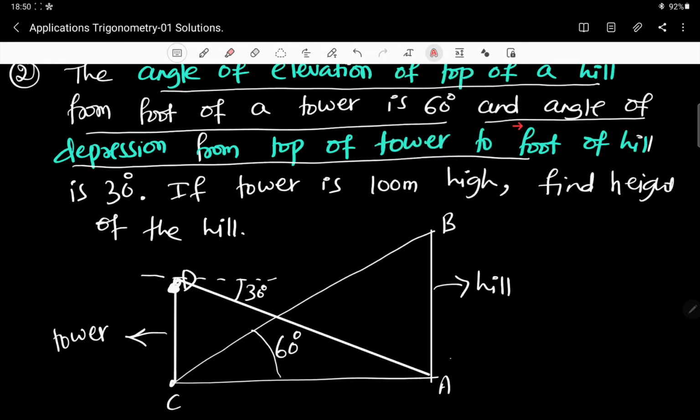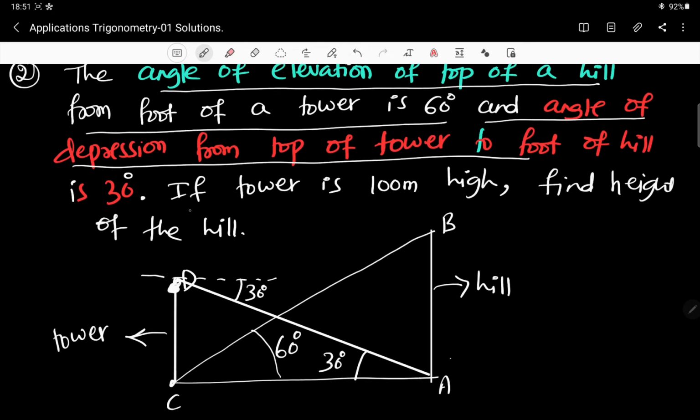You can have a look at this. The angle of depression from the top of the tower to the foot of the hill is 30 degrees. So this angle is 30 degrees. If this is 30 degrees, how about this? This is also 30 degrees, because this dotted line and CA are both parallel, and DA is the transversal, so this angle is also 30 degrees. Whenever angle of depression is given, you have to convert it into this form.